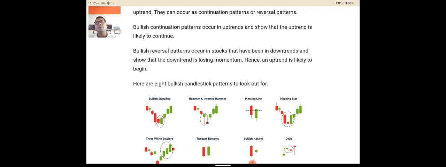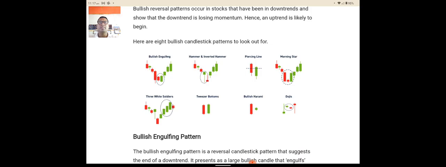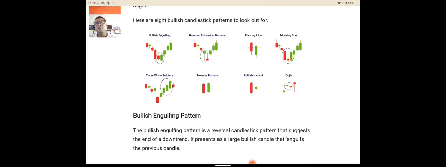So a bullish reversion pattern occurs in a downtrend, and when a bullish candlestick appears, it indicates that the price is likely to reverse. Here are 8 bullish candlestick patterns to look out for: the bullish engulfing, the hammer and inverted hammer, the piercing line, the morning star, the three white soldiers, tweezer bottoms, the bullish harami, and the doji.